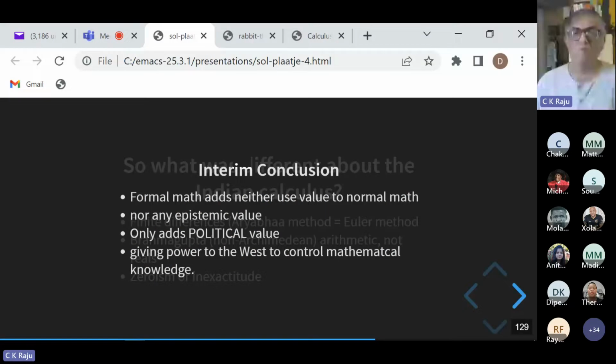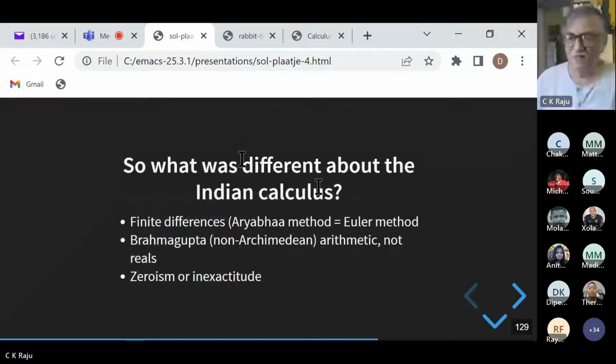All right. So what was different about the Indian calculus? Aryabhata's method of finite differences was the same as that of Euler. There are three issues: the finite difference method, Brahmagupta's non-Archimedean arithmetic, and zeroism, or a philosophy of inexactitude. That's a summary.